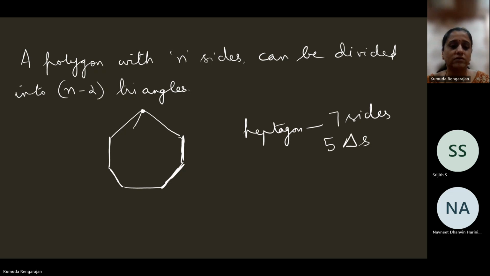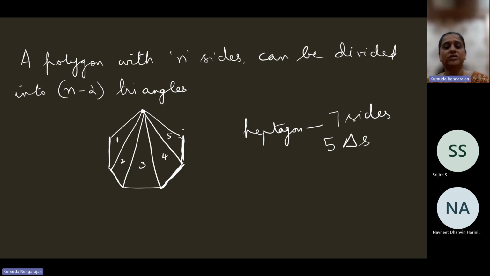Okay, so see here. This is one triangle. This is a second triangle. This is a third triangle. Fourth and fifth. You can see that we have divided the heptagon into 5 triangles. Like how you fix puzzles, if you have these 5 triangular pieces, you can fix them together and make the heptagon.